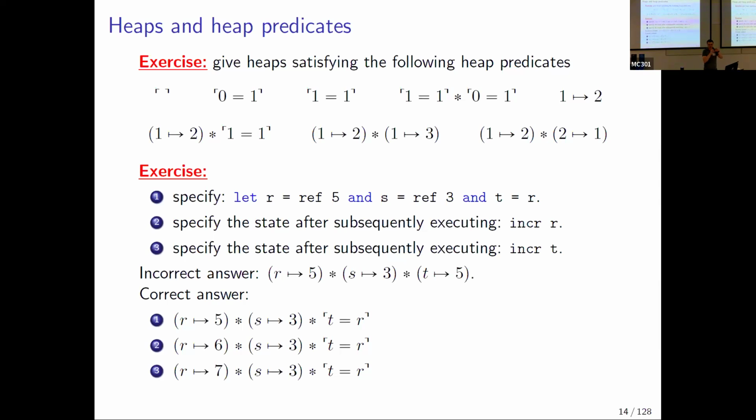This is the heap thing. So you have in memory at the address R, you have the value 5. And so when you say T is equal to R, the two addresses are the same.